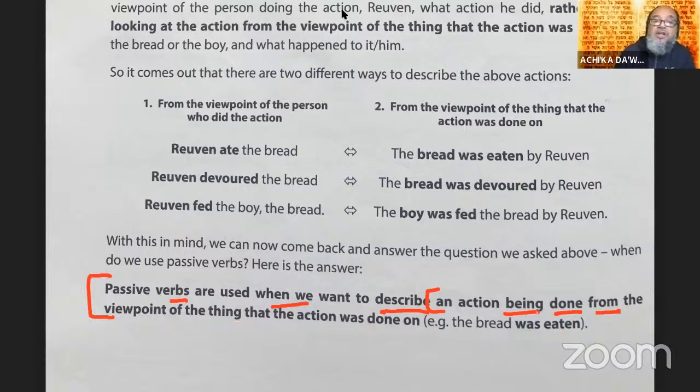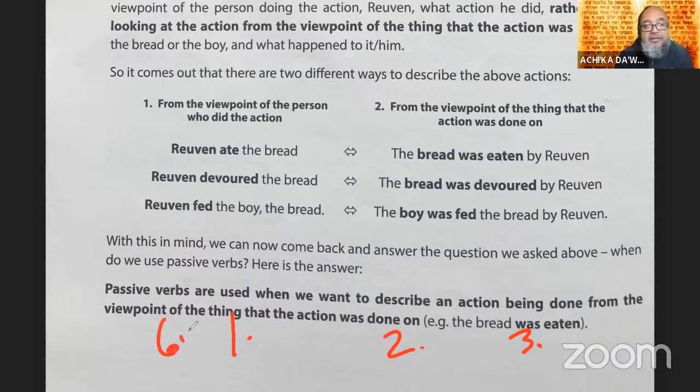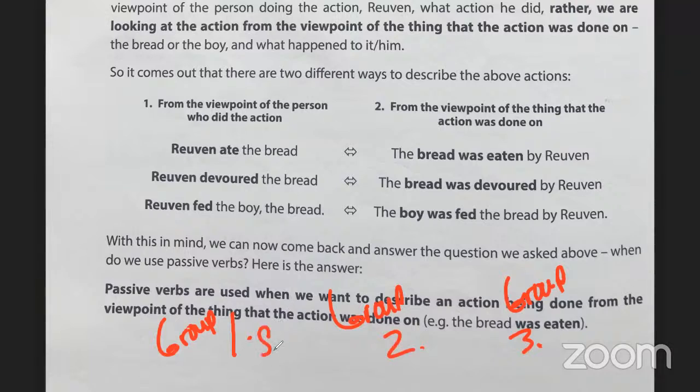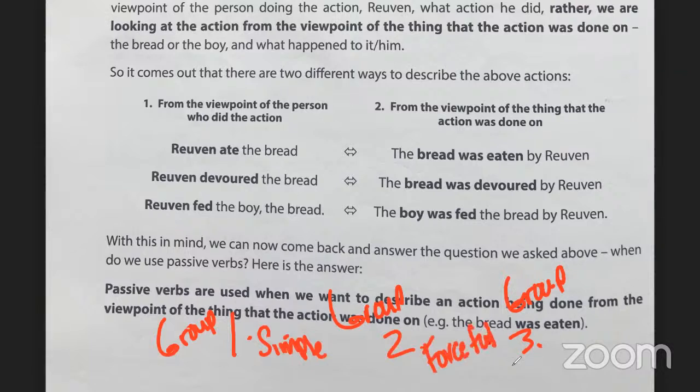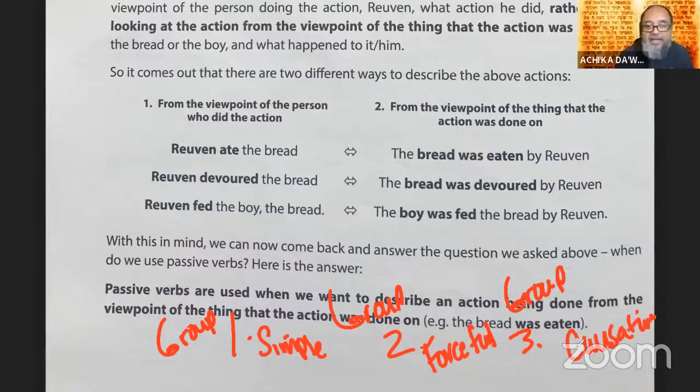So what we know here is group number one, group number two, and group number three is what we have to remember. Group number one is what? Simple. Yeah, simple. What is group number two? Forceful. Is forceful. Thank you. And group number three? Causative. So you got group one, group two, and group three.